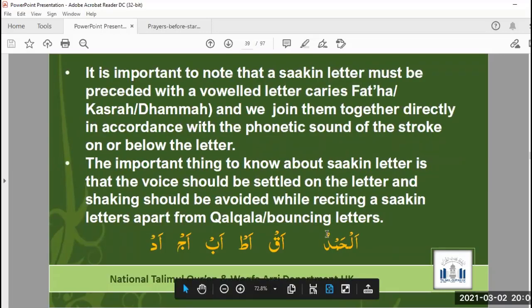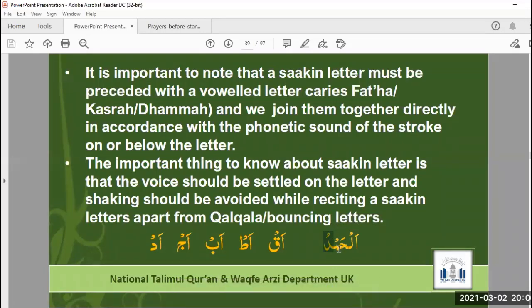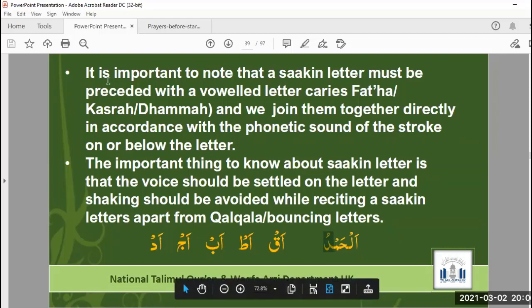Look, this is dhamma. This dal is carrying a dhamma sign. Can you see the difference on the sign on the meem and the dal? Yes. You need to recognize that it's kind of a half circle, and this dhamma is different to sukun. Okay, next slide.